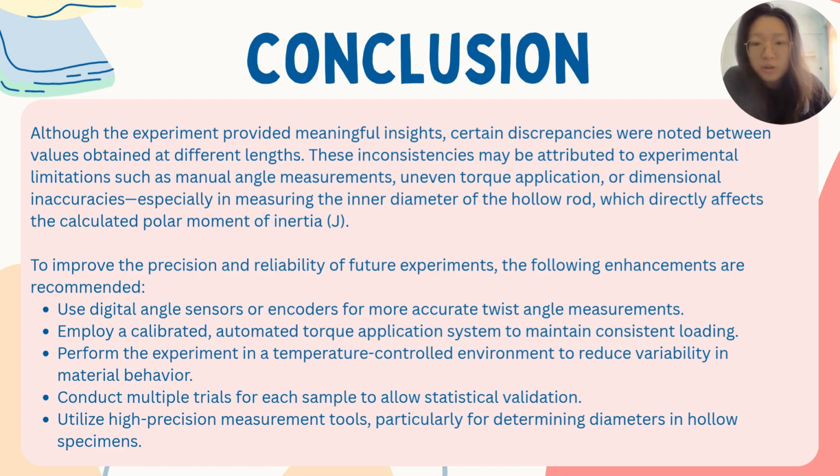The first is to use a digital angle sensor or encoder for more accurate twist angle measurement. Second is to employ a calibrated automated torque application system to maintain consistent loading. The third is to perform the experiment in a temperature controlled environment to reduce variability in material behavior, and conduct multiple trials for each sample to allow statistical validation. And the last one is to utilize high precision measurement tools, particularly for determining diameter in hollow specimens.